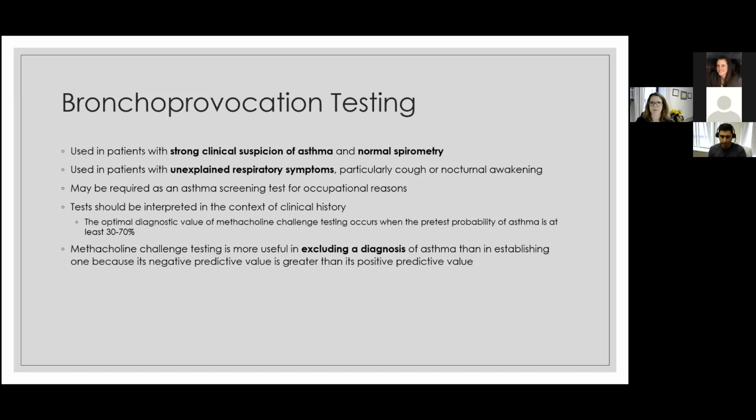This is very important. When we look at bronchoprovocation testing, we also take into account something called the pre-test probability of asthma. And the optimal diagnostic value for a methacholine challenge or any bronchoprovocation testing occurs when this pre-test probability for asthma is at least 30 to 70%. We're going to touch base on that in later slides. Methacholine challenge testing is more useful in excluding a diagnosis of asthma rather than establishing one, because its negative predictive value is actually greater than its positive predictive value.